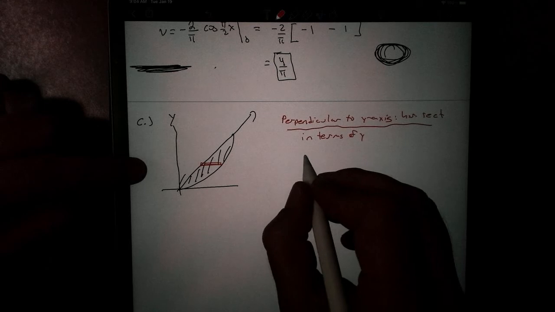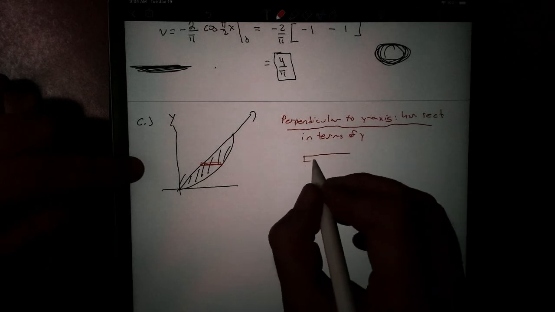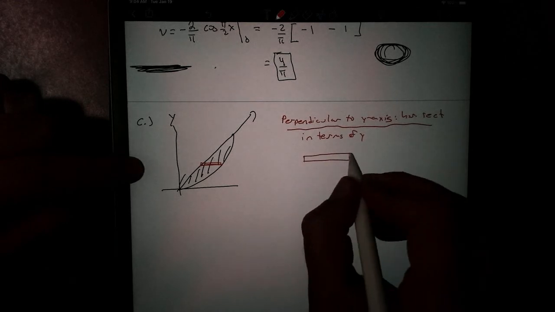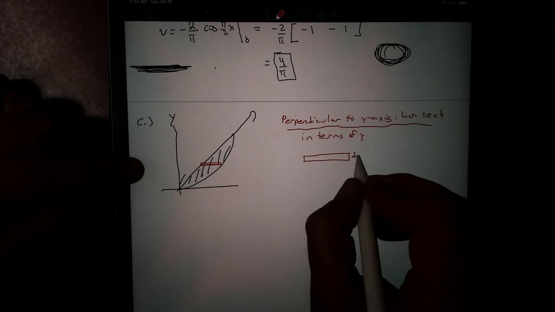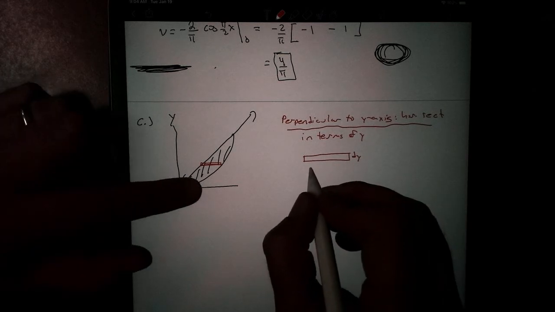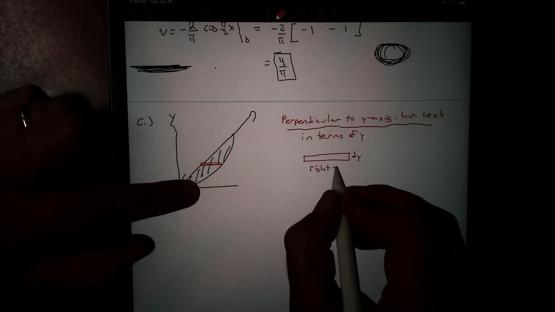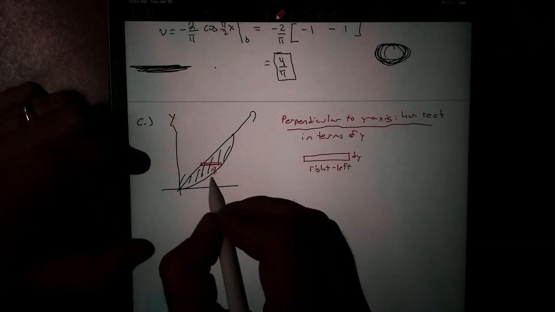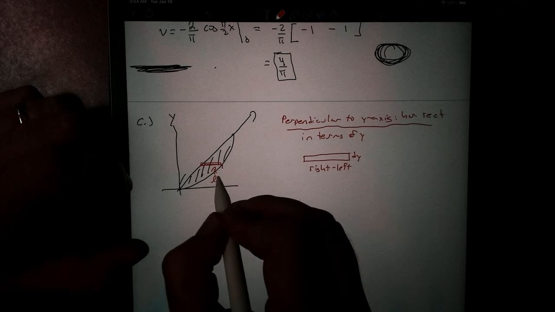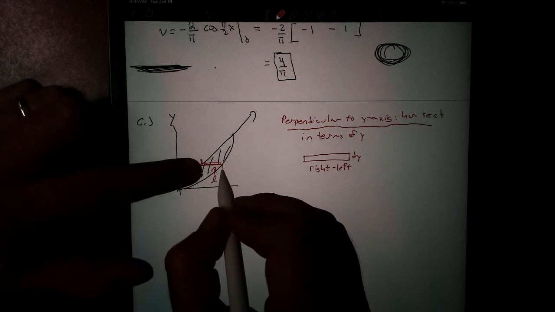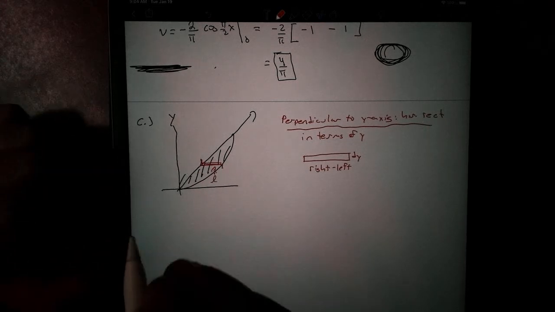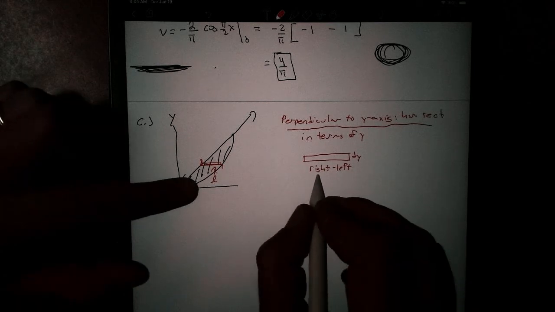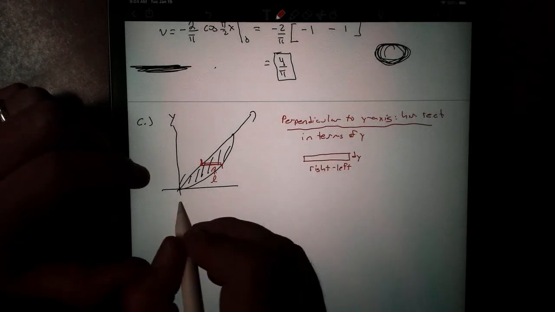So when I look at my horizontal rectangle of mathematics, my skinny part, that's the part that's going to be in terms of, there's my dy, but this time it's going to be right minus left. Remember, do right minus left because I want to find this length right here. And if I knew this x value and this x value, I can find that length by just subtracting the two. Alright, so we've got to get the right function and the left function.